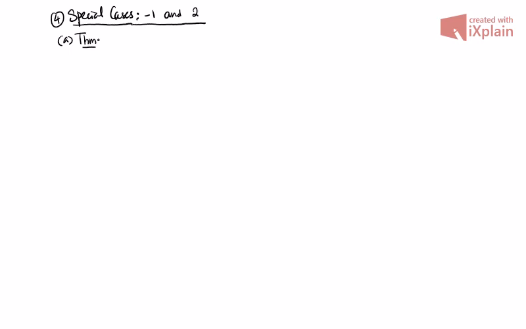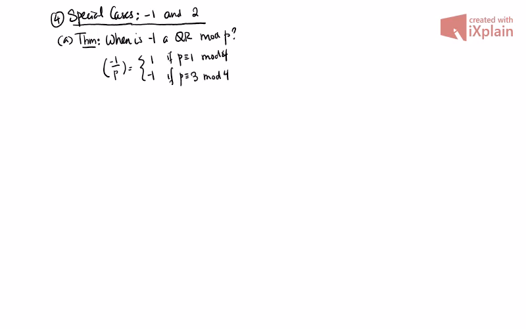So the first theorem is: when is minus 1 a quadratic residue mod p? In other words, when is minus 1 a perfect square? The theorem says the following: you get 1, in other words it's a quadratic residue, if p is congruent to 1 mod 4, and it's negative 1 if p is congruent to 3 mod 4. p has to be one of those if it's odd. So the proof is fairly nice.